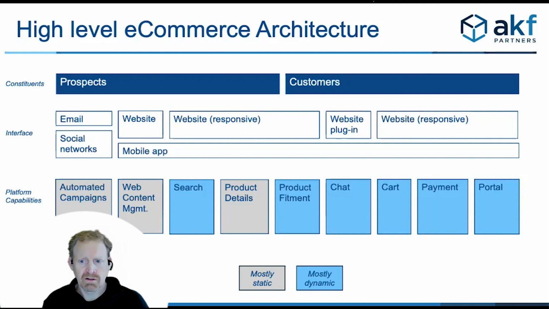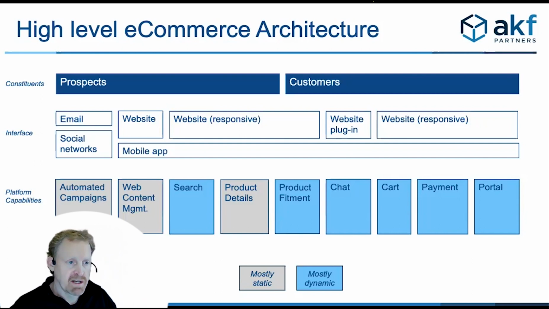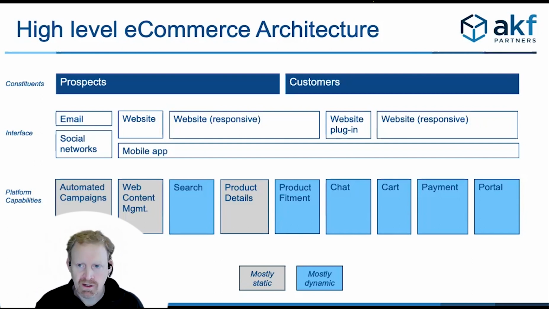All of these together may have different technologies. So you'll typically see a web content management system. This manages the static content. Usually it's content from your marketing department, but it's stuff that you're not going to change very frequently. This could be accessed from a website, a traditional one. It could be a responsive website. You may have some plugins.